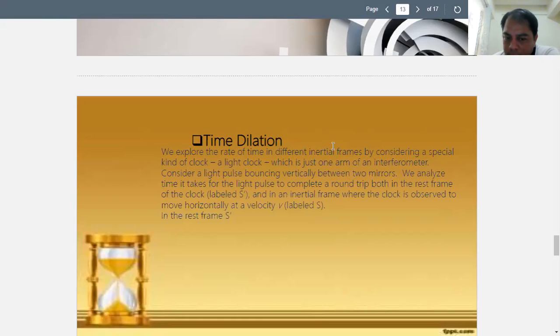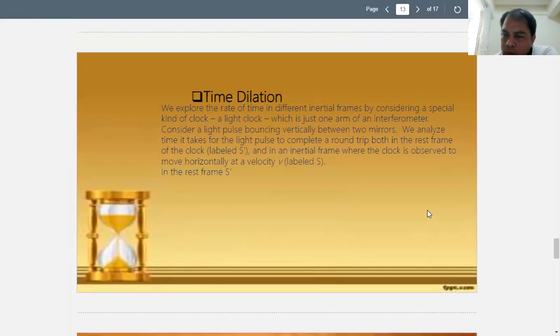So we explored the rate of time in different inertial frames by considering a special kind of clock, a light clock, which is just one arm of an interferometer. Consider a light pulse bouncing vertically between two mirrors. We analyze the time it takes for the light pulse to complete a round trip, both in the rest frame of the clock, labeled S, and in the inertial frame where the clock is observed to have moved horizontally at the velocity v, labeled S'.